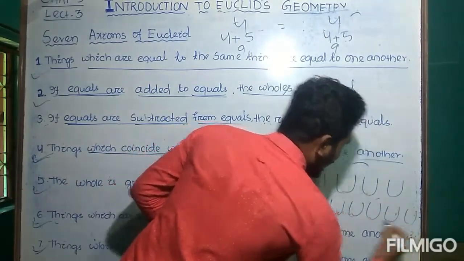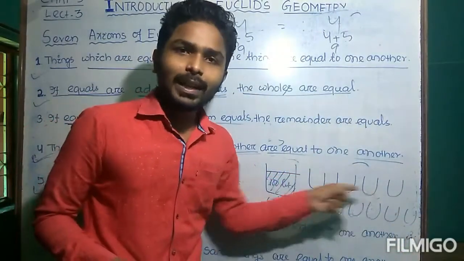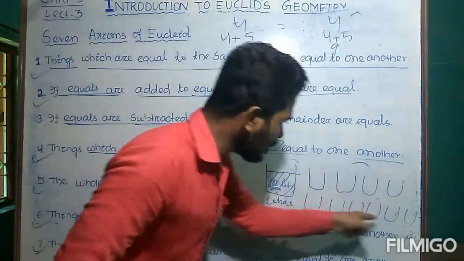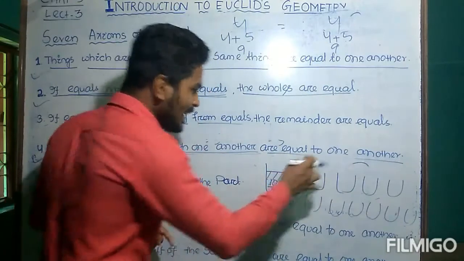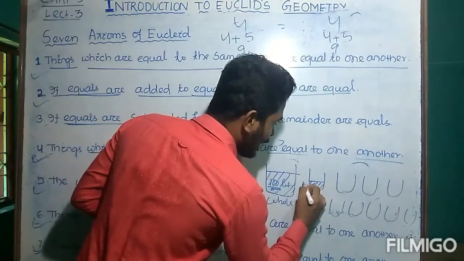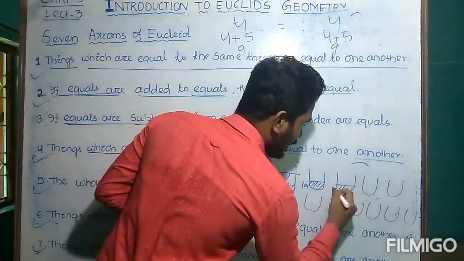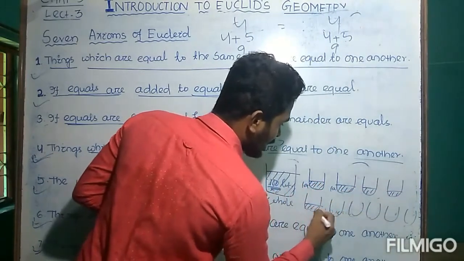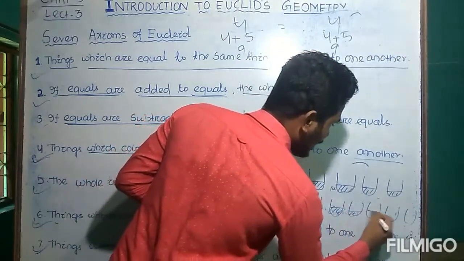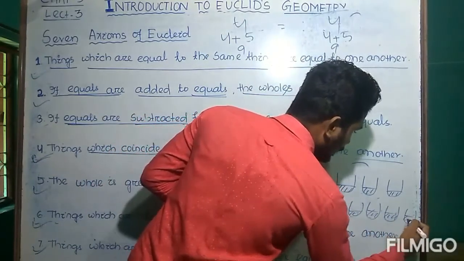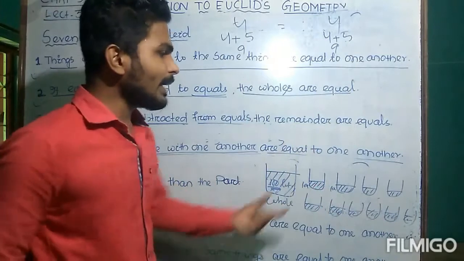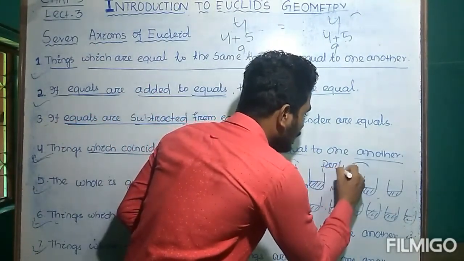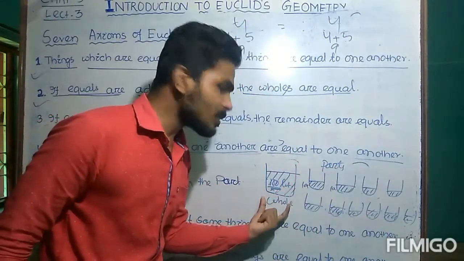Then each bucket should contain how much water? See, 100-liter water has been distributed among 10 buckets. Then each bucket should contain how much water? 10 liter. Here also 10 liter, here also 10 liter. Okay, so each bucket will contain 10 liter. So these buckets are the parts of this whole.